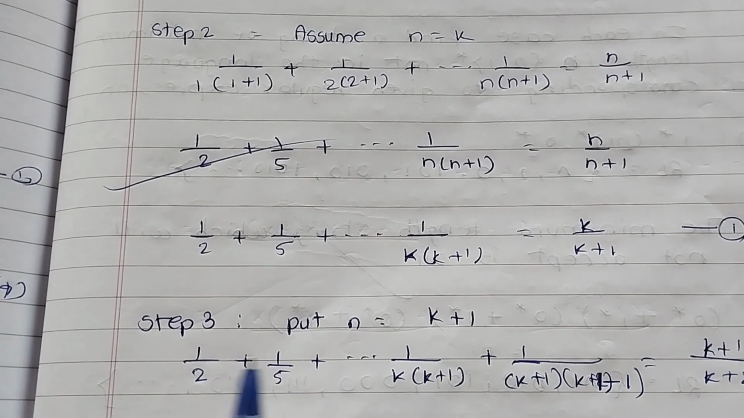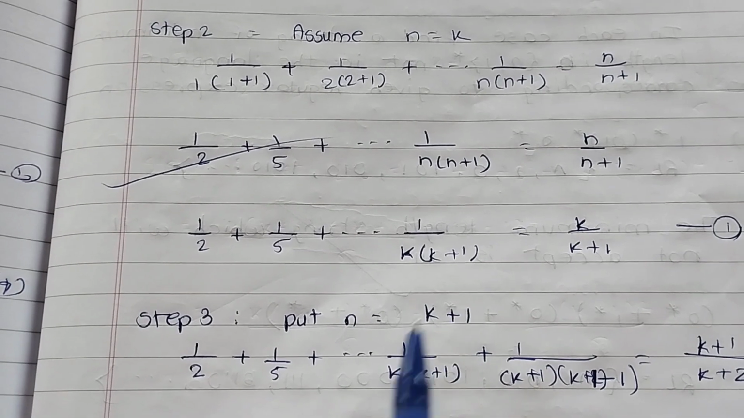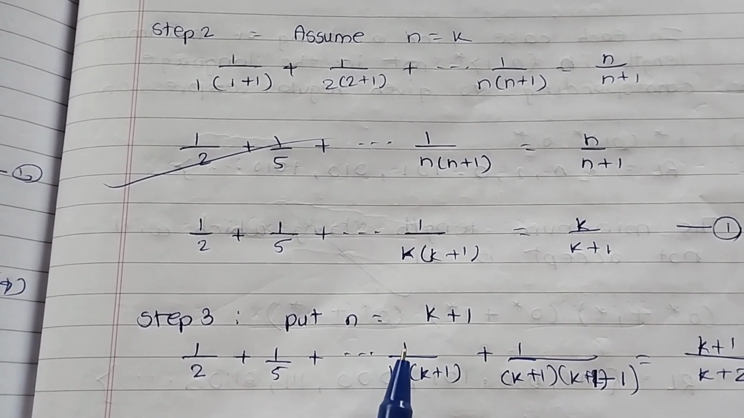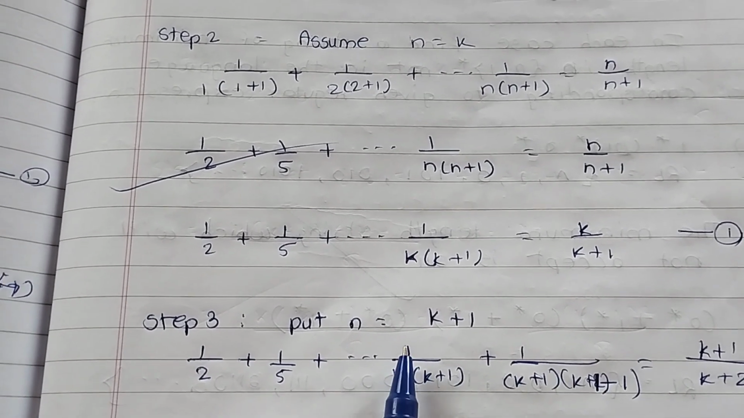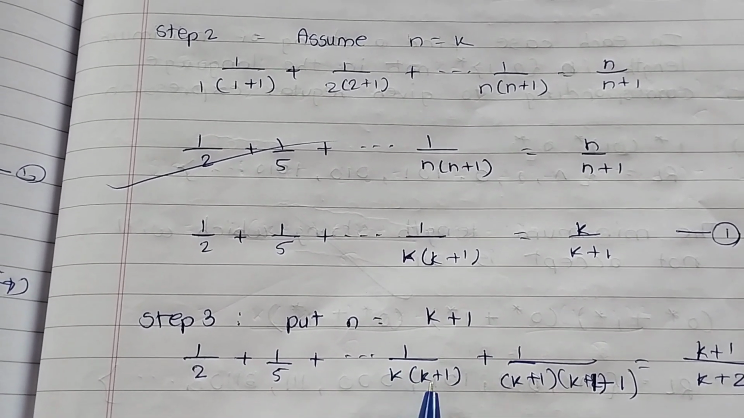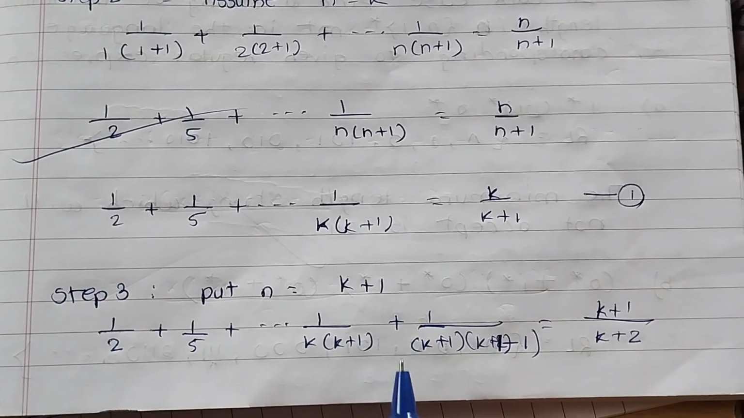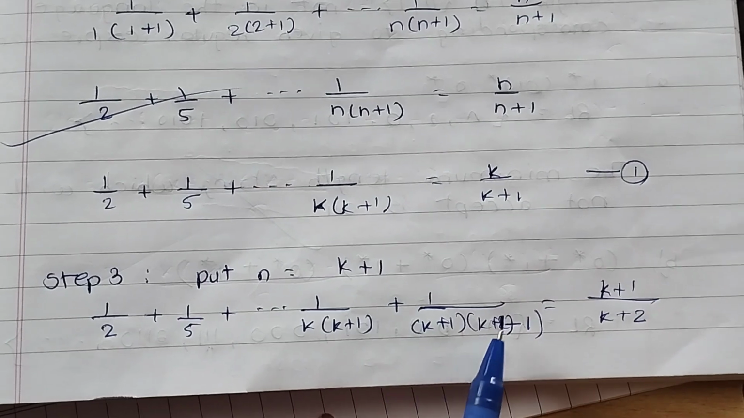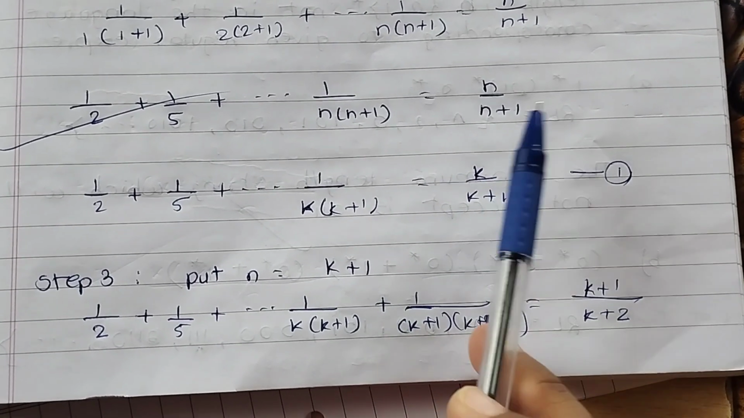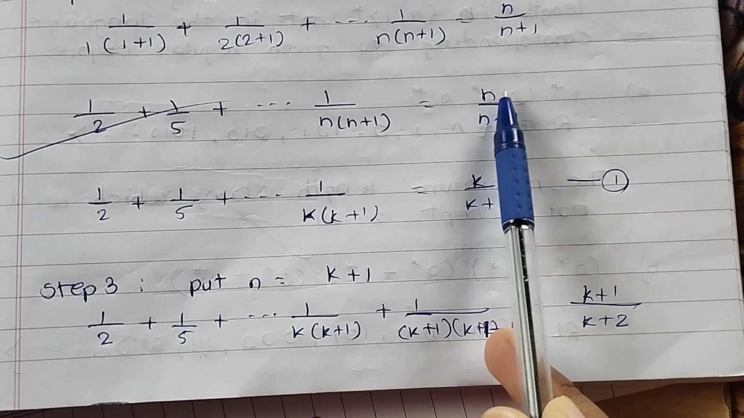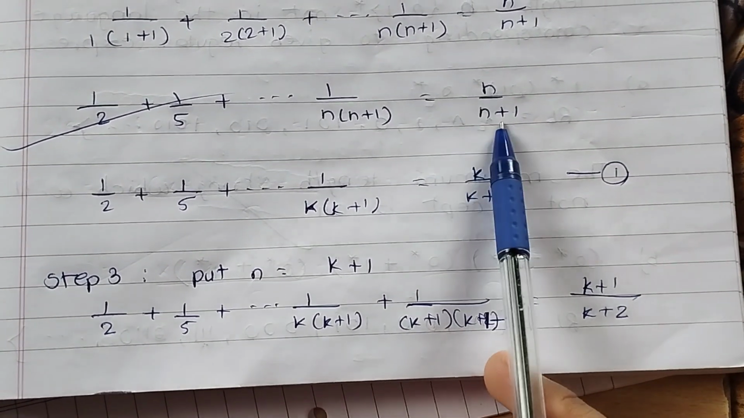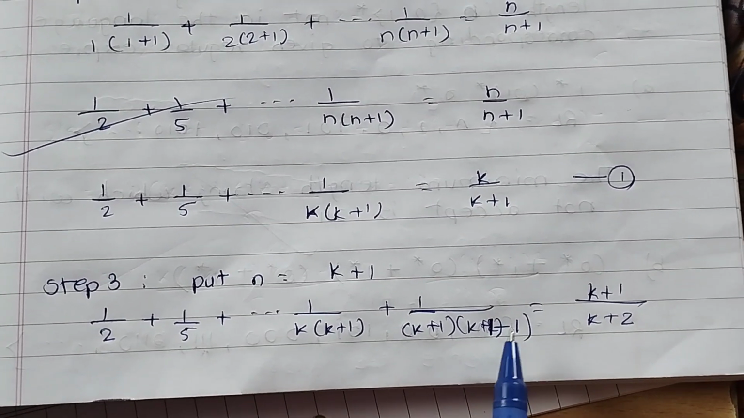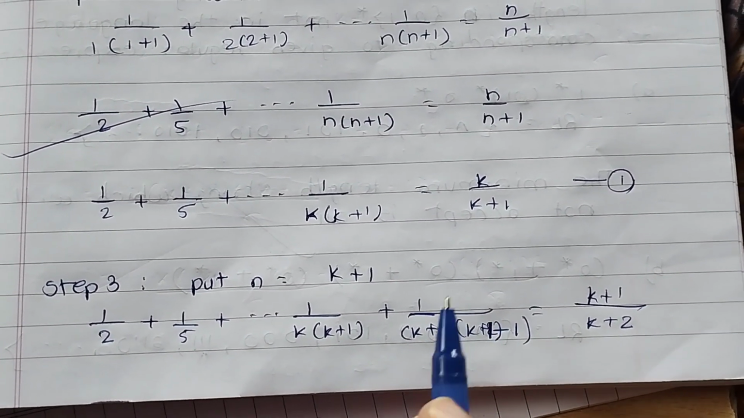Now in the third step we put n equal to k plus 1. Previously we put k simply, and now we put k plus 1. So first we write 1 by k into k plus 1, plus 1 by k plus 1 into k plus 1 for the n term, and the plus 1 is right as it is. Because this n we write as k plus 1, it becomes k plus 1 plus 1, so plus 1 plus 1 is 2, so k plus 2.